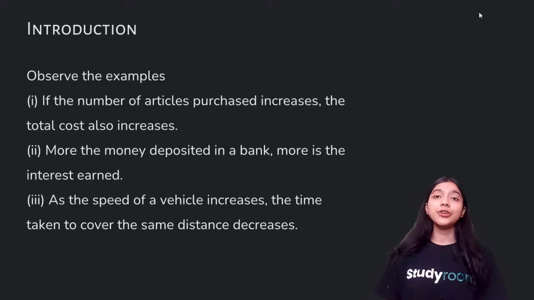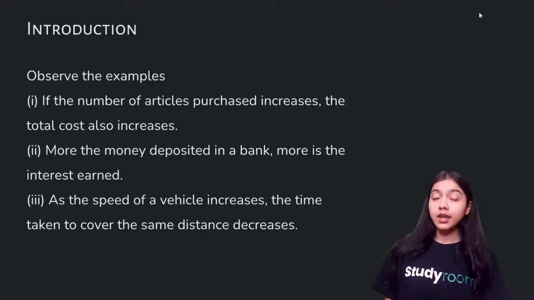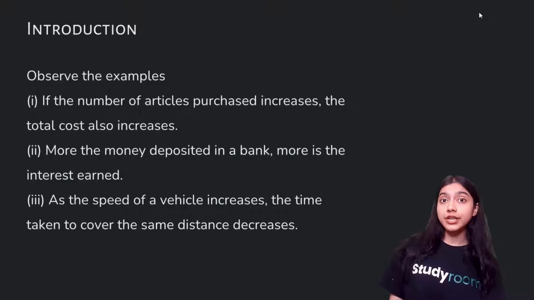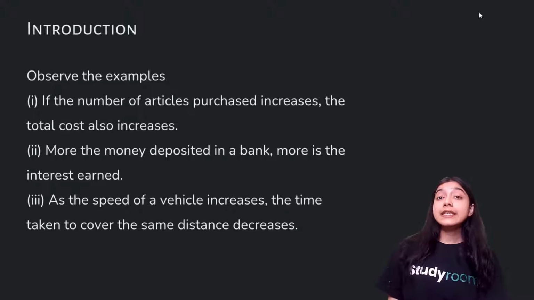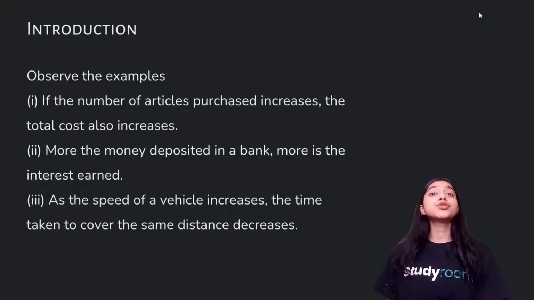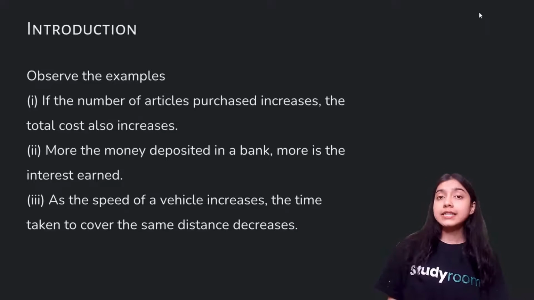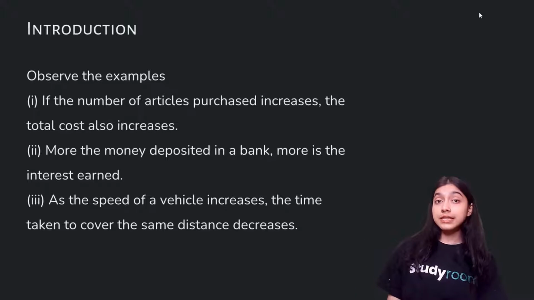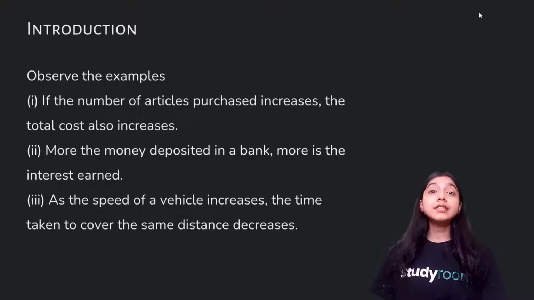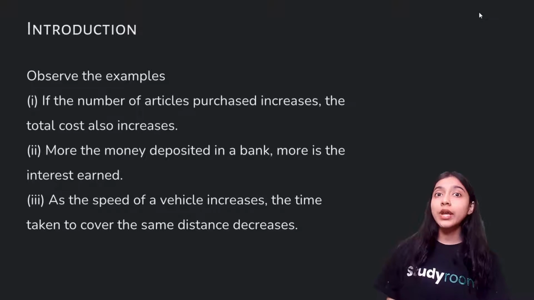The second example is that the more the money deposited in the bank, the more is the interest earned. If I am depositing 1000 rupees, let's say I am earning an interest of 100 rupees from that. And if I increase the amount I am depositing, then the amount that I'll be earning as interest will also increase. The third example is that if I increase my speed, then the time taken to travel the same distance decreases. Let's say I have to travel from my house to the railway station. The distance is constant. Now to travel the same distance, if I increase my speed, then the time taken will decrease.